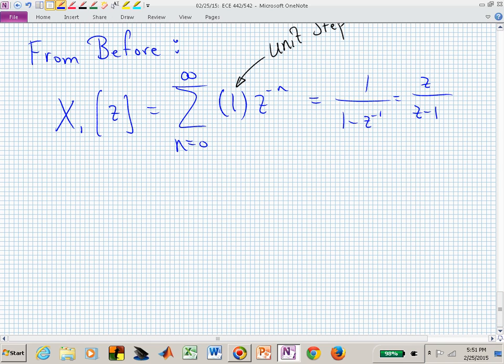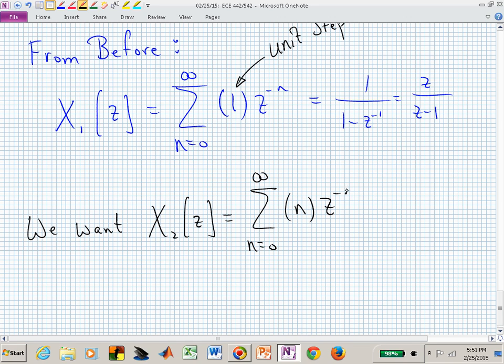We actually want something a little bit more involved than that. We want capital X sub 2 of Z, which is this sum from n equals 0 to infinity of n Z to the minus n, not 1 times Z to the minus n.